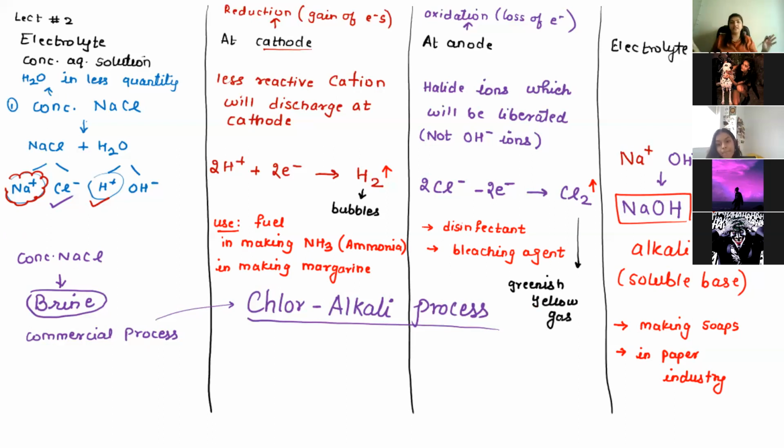They can ask what are the products formed, or what are the uses of the products, for 1 mark. So definitely we are going to solve some of the questions. But this is the overall view of electrolysis of concentrated aqueous solution of NaCl. Only NaCl is called the chloralkali process, and it's called brine. You can take a screenshot, and this upward arrow over here means it's a gas.